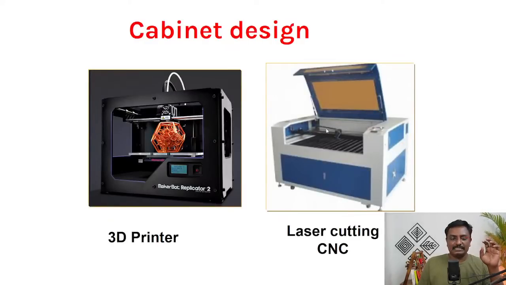Now cabinet design. For your embedded design, you can use a 3D printer, but this is not viable for a large number of products. In that case, you can go for a mold. The other option is the laser cutting machine, which you can use for cutting sheet metal boxes or even acrylic boxes. So there are laser cutting, CNC machines and 3D printers.